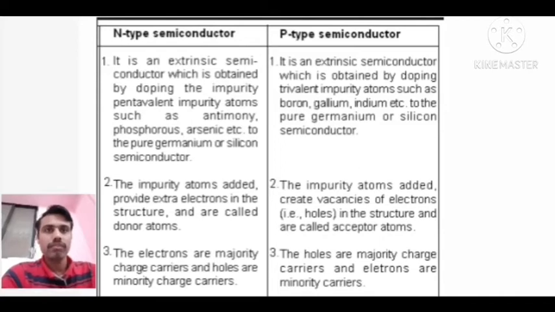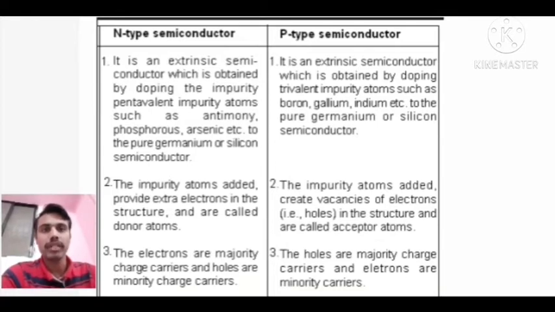So students, in the previous part we have studied up to the classification of p-type and n-type extrinsic semiconductors. Today we are going to study exactly what the difference between n-type and p-type semiconductors is. If we consider an n-type extrinsic semiconductor, it is obtained from an intrinsic semiconductor by simply adding a pentavalent impurity.